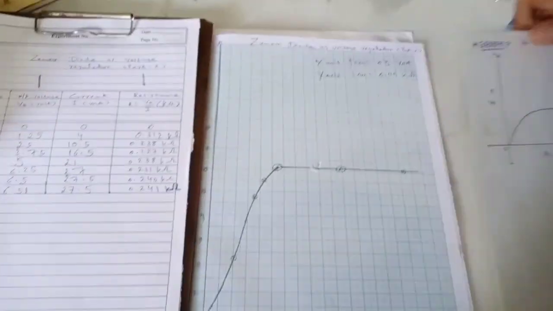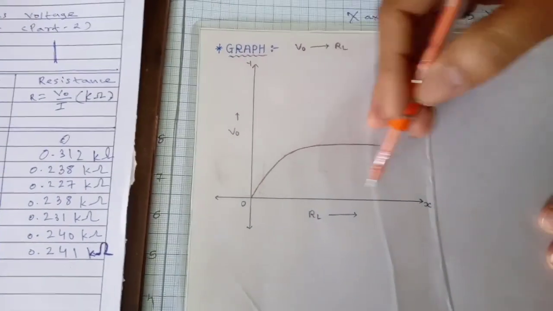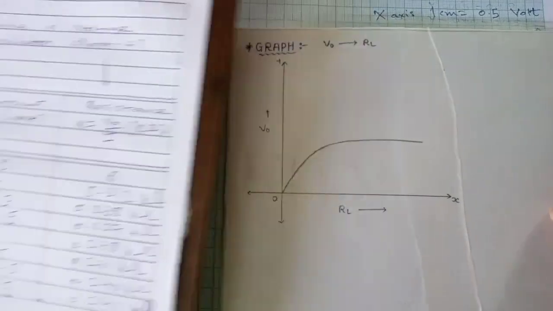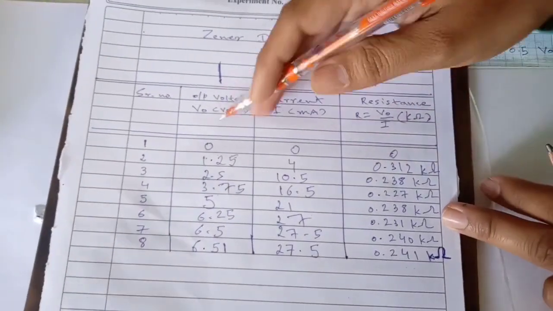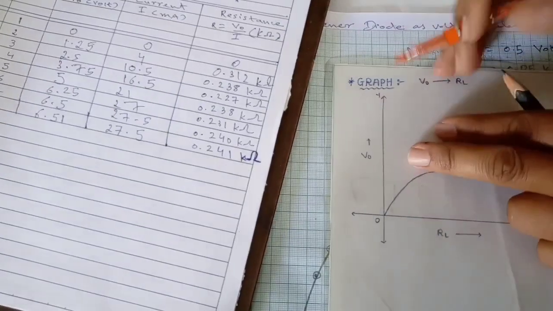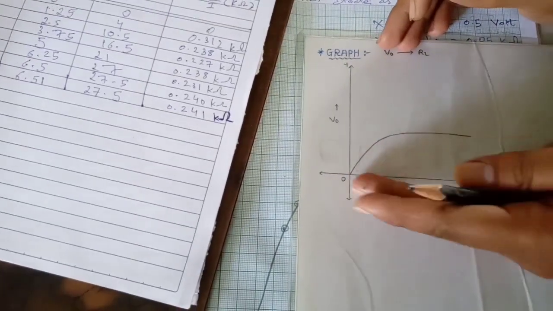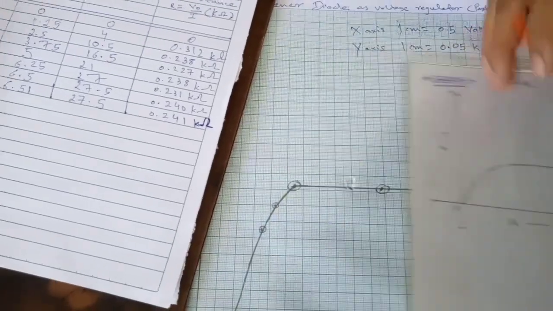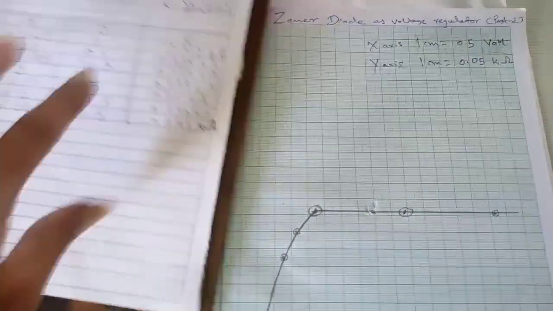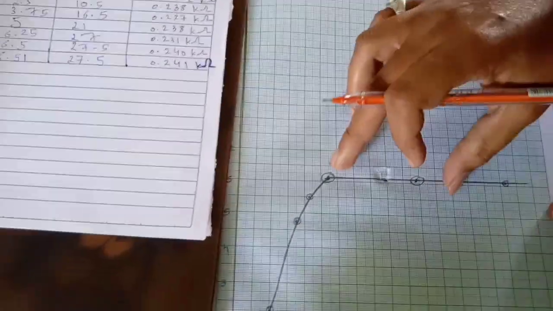Now I plot the graph of output voltage versus load resistance. That means I am taking the first column and the third column. The first column is taken along the y-axis, and the third column, load resistance, is plotted along the x-axis. Then I will find this type of nature.